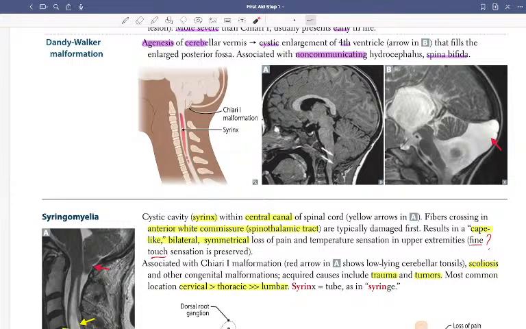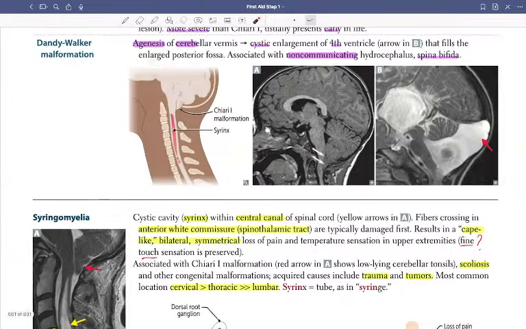Dandy-Walker. You have agenesis of the cerebellar vermis and cystic enlargement of the fourth ventricle. Now try to remember, the fourth ventricle was the lower portion, and the cerebral aqueduct was in the midbrain. In this case, there is cystic enlargement of the fourth ventricle. The upper part of the fourth ventricle is the cerebellum and pons, mainly cerebellum, and the lower part you again have. That's how to correlate. That fills the enlarged posterior fossa. So, cystic enlargement of the fourth ventricle.